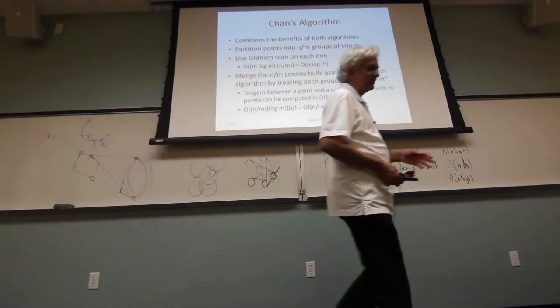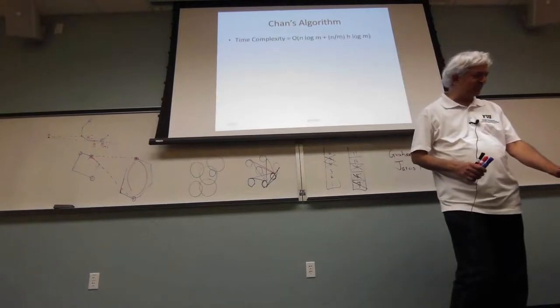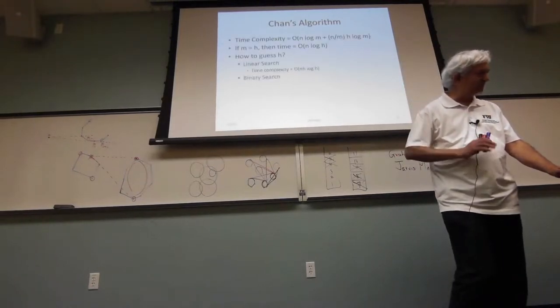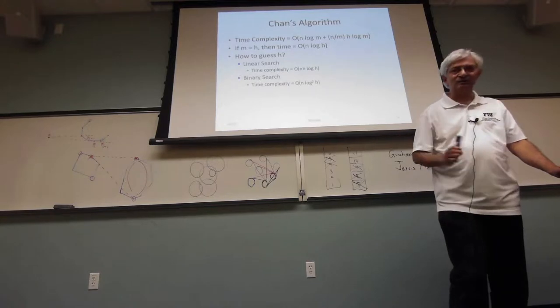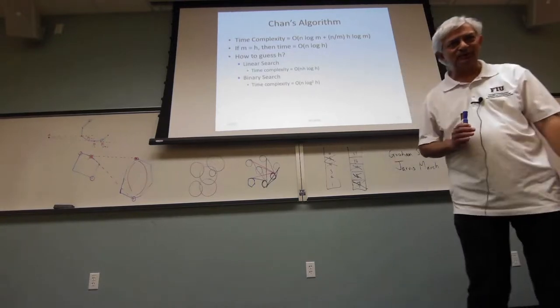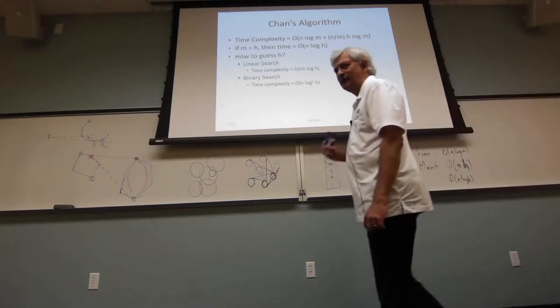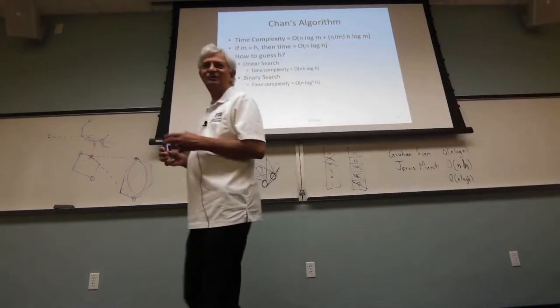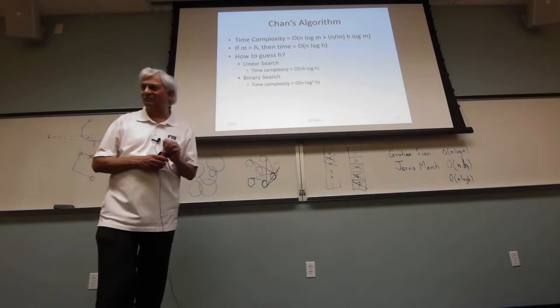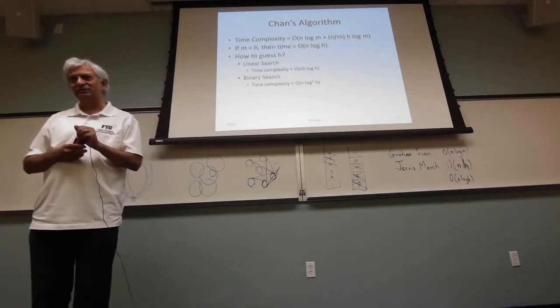Those tricks, it turns out, do not help Chan get the best possible algorithm. So he has yet another algorithm that does that. I'd have to go and look it up. He has a randomized algorithm that again gets you to n log h, which is also quite nice, but I don't remember enough to describe it to you now.